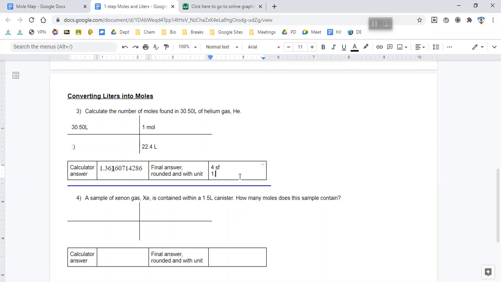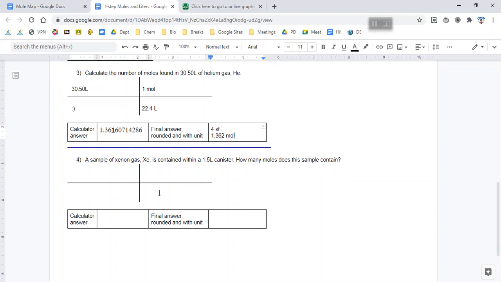So this becomes 1.362, and then I need a unit. I was looking for moles, and moles is the unit on the top right. So this is 1.362 moles. So this takes just a little bit over a mole if I had this much gas. All right, one more. Now we've got 1.5 liters, so I put that on the top.